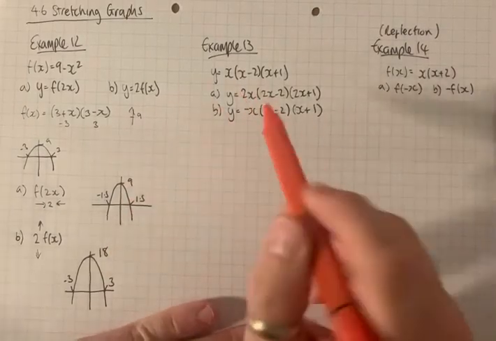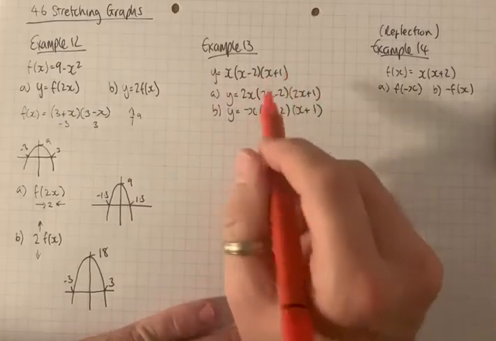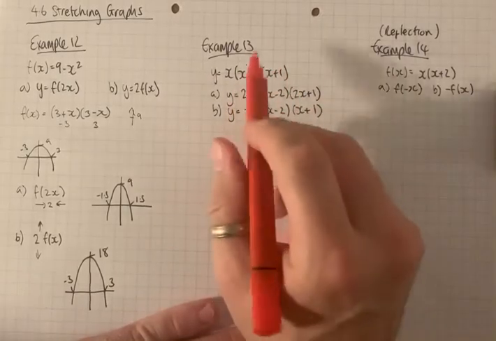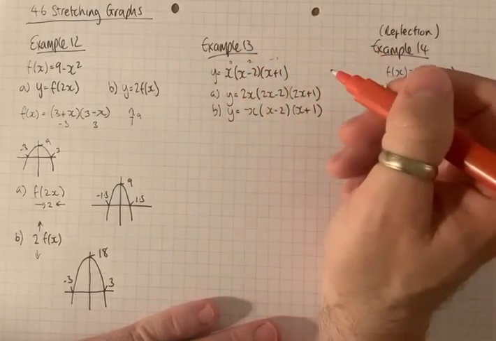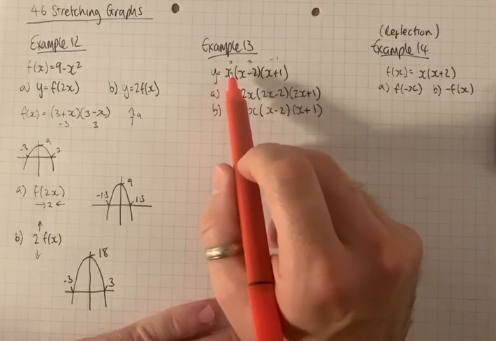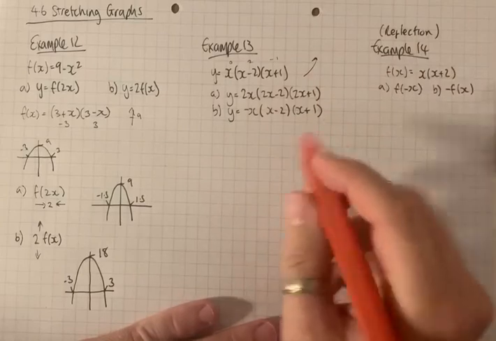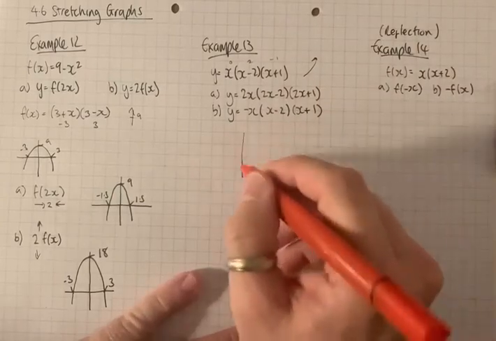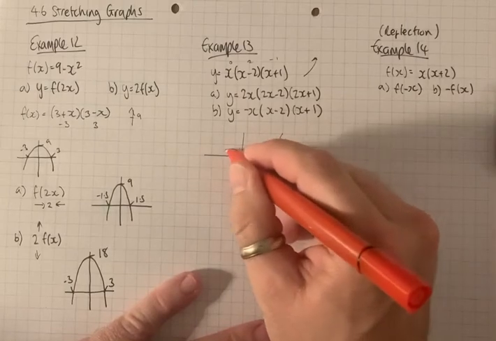On to example 13. We've got the cubic equation, so let's have a look at what that'll look like as a quick sketch. It's going to go through the x-axis at 0, 2 and minus 1. When x equals, say, 3 or positive infinity, we've got 3, 1, 4, positive, positive, positive. If it's positive, it's going to go off to positive infinity. So it's a quick sketch. 2, 0, minus 1.